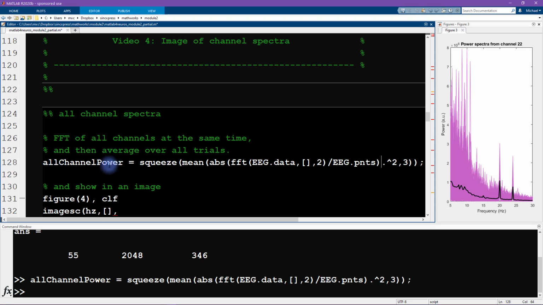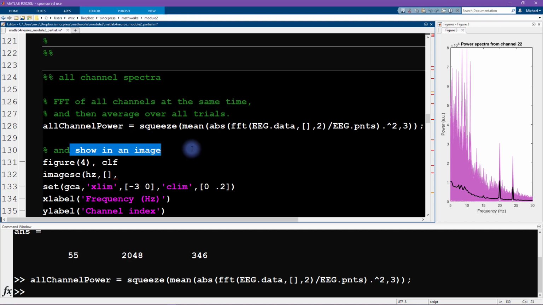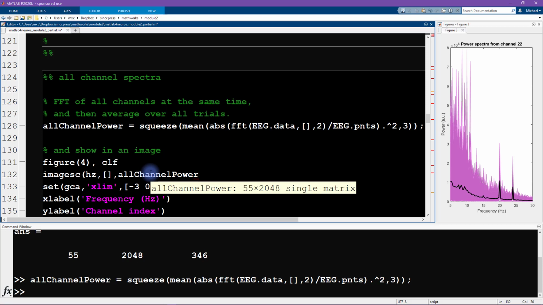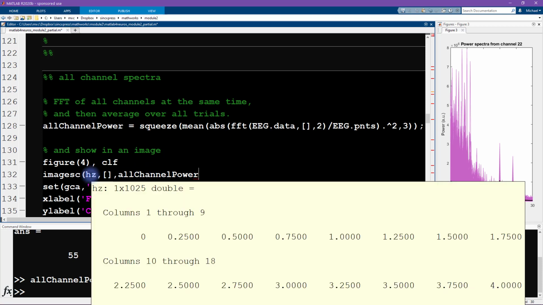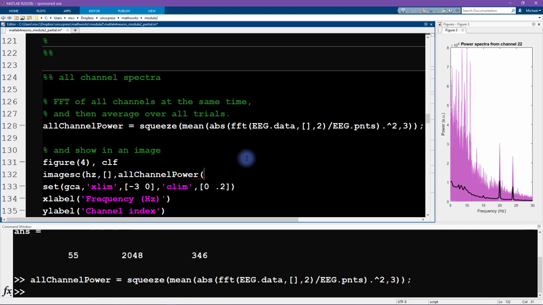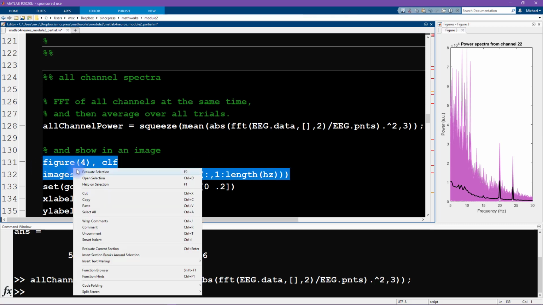Okay, so now we have our data matrix and we want to show it in an image. So image scale, this is a function that we used in the previous module. And so this part isn't so difficult. We want to plot all channel power. And then remember, we don't want to plot all of the frequencies. We only want the positive frequencies. So the first 1025. So we want to visualize all of the channels, and 1 through length hertz is very similar to plotting the image. Okay, so let's see.